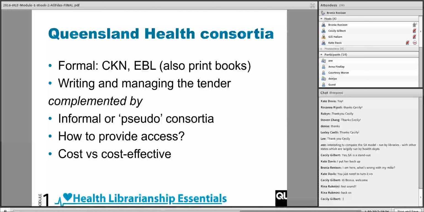Cost versus cost effective. Okay, I'm on my hobby horse here. If an expensive resource is heavily used, the cost per inquiry is low. A cheaper resource is a waste of money if it is rarely used and difficult to search. Analysis of the meaningful usage data is absolutely critical.